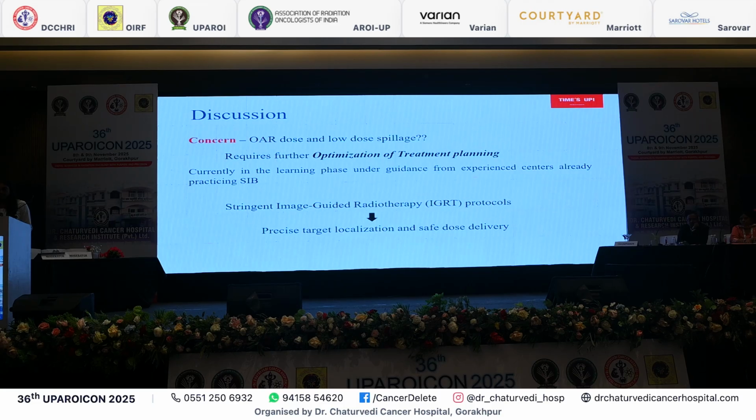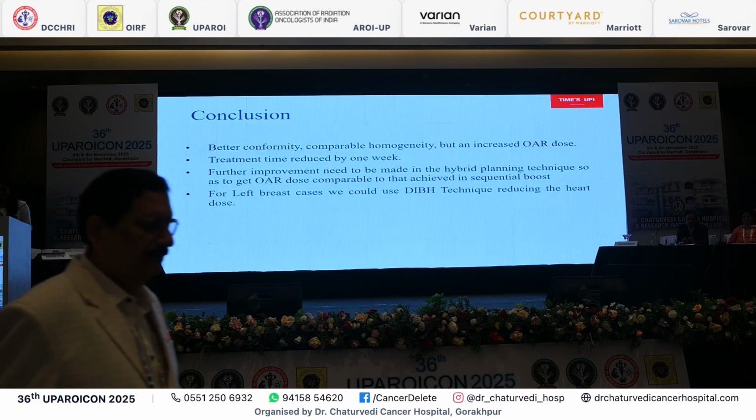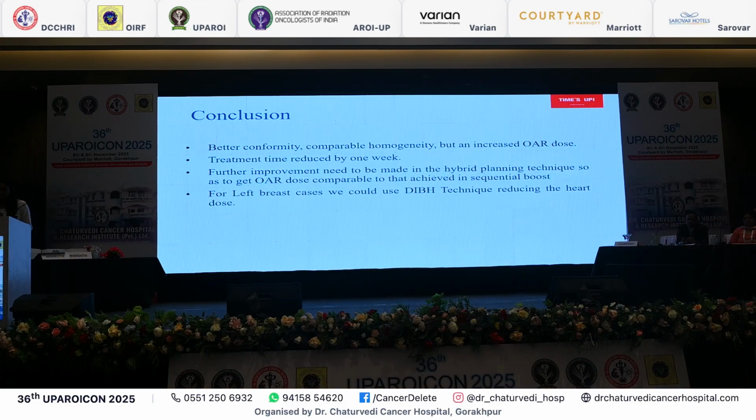We are currently in the learning phase for this. One more concern is the IGRT protocol. We have to be more stringent about this protocol when we are delivering SIB cases. In conclusion, we got a better conformity and a comparable homogeneity, but an increased OAR dose for the SIB. For this, we have to further develop our hybrid planning techniques so as to reduce the OAR dose.